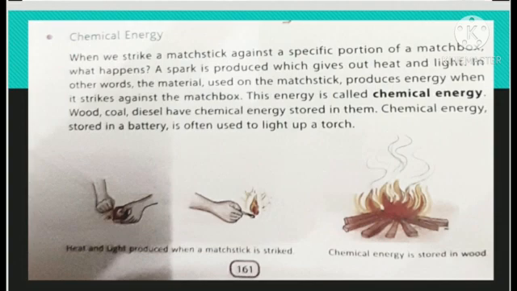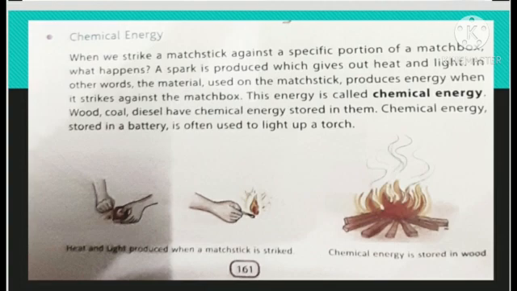Now, the next form of energy is the chemical energy. When we strike a matchstick against a specific portion of the matchbox, what happens? A spark is produced, which gives out heat and light. In other words, the material used on the matchstick produces energy when it strikes against the matchbox. This energy is called the chemical energy.